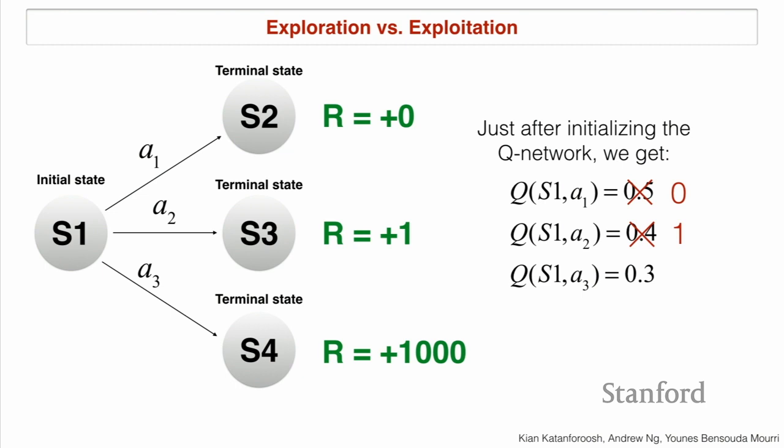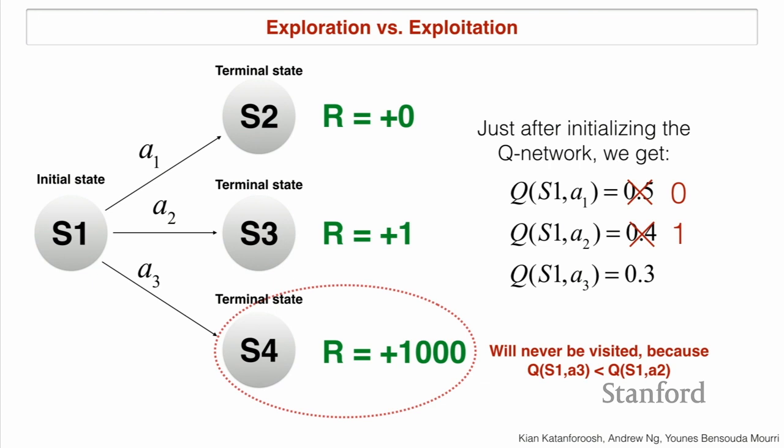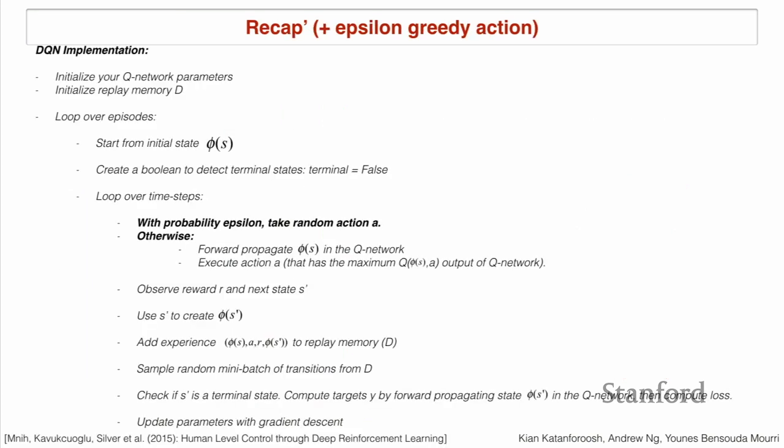So instead of doing that, what we're saying is that 5% of the time, take a random action to explore, and 95% of the time, follow your exploitation. So that's where we add it. With probability epsilon, the hyperparameter, take random action A. Otherwise, do what we were doing before: exploit. Does that make sense?